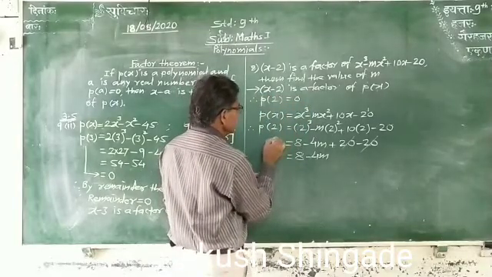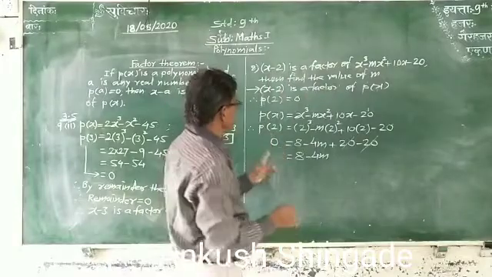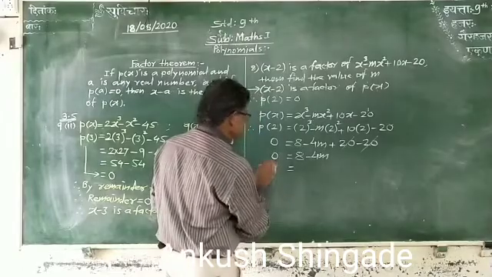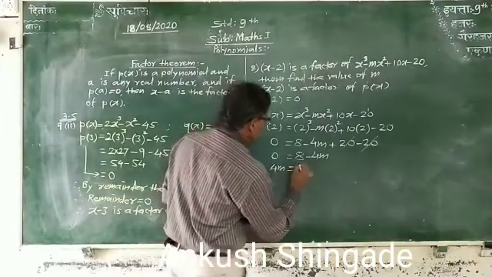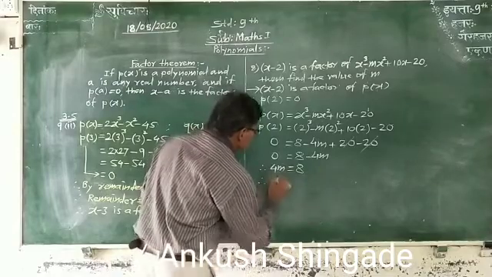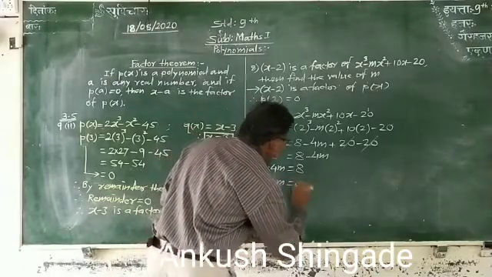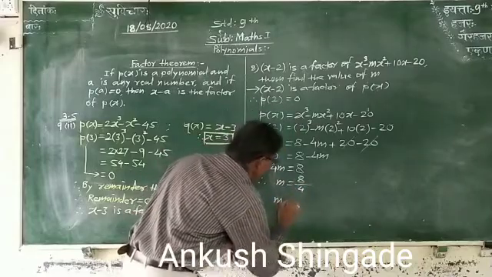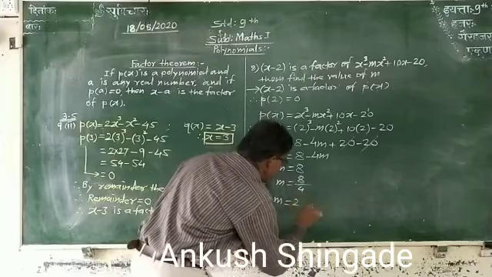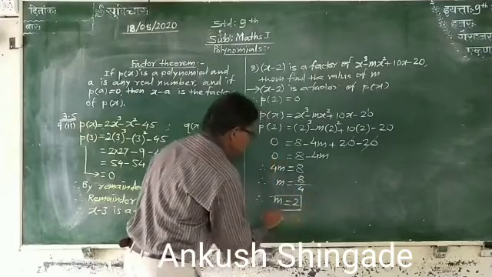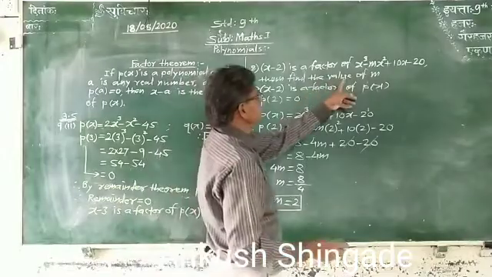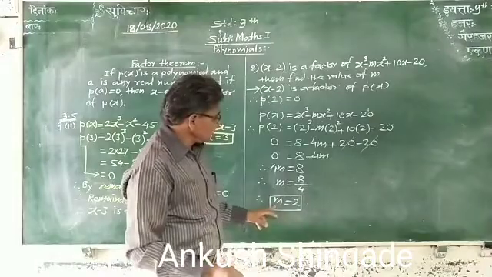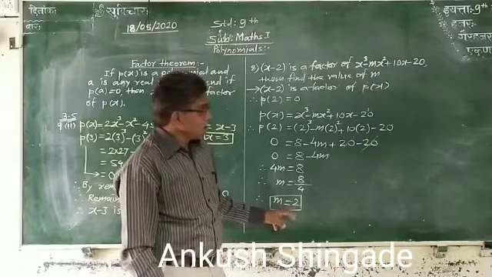P2 is given 0. Therefore 4m equal to 8. That means m is equal to 8 divided by 4, therefore m equal to 2. Here the value of m is 2. And what is the question? Find the value of m. So friends, here the value of m is equal to 2.